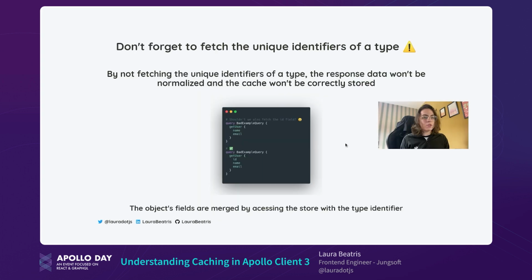So it's really important not to forget to fetch these unique identifiers of a type, because by not fetching them, the response data won't be normalized and the cache won't be correctly stored. And by accessing them later on, we are able to update the cache. So the whole normalization process will go wrong if you forget to fetch these IDs, these unique identifiers, because we are not going to be able to access them in the store. The process of merging the fields won't work as expected.